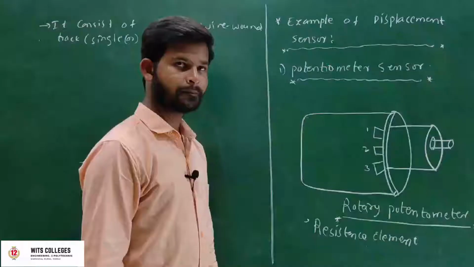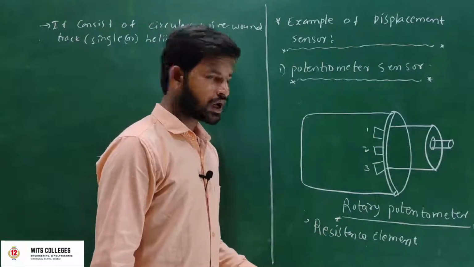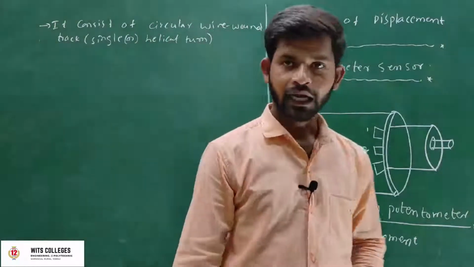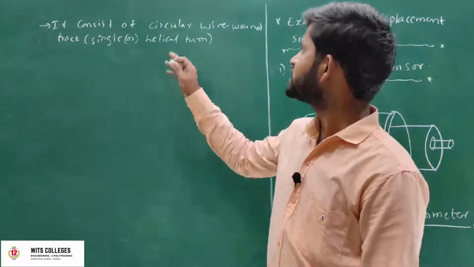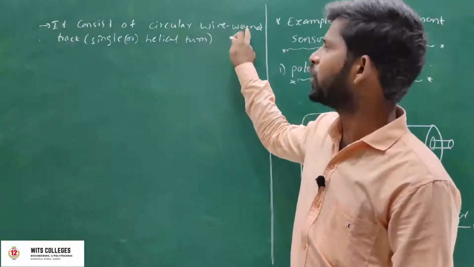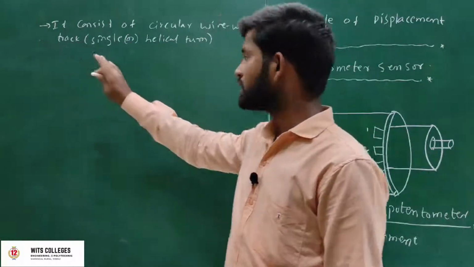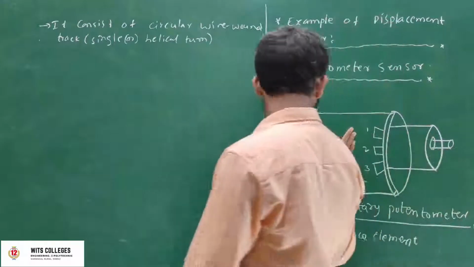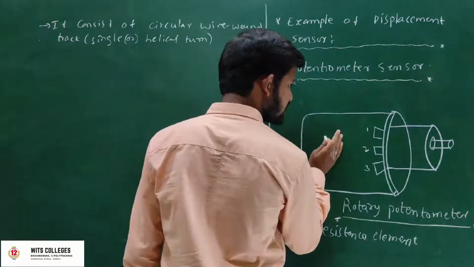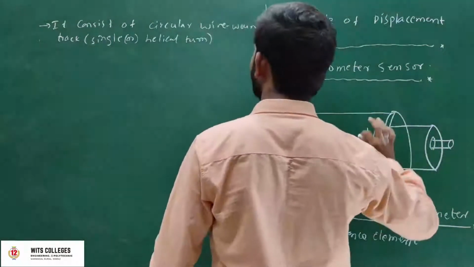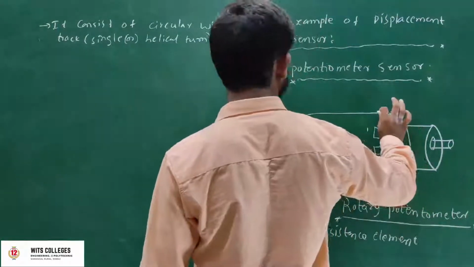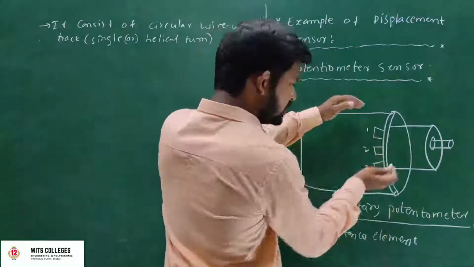In this rotary potentiometer, it consists of a circular wire wound track. That is the wire wound track.